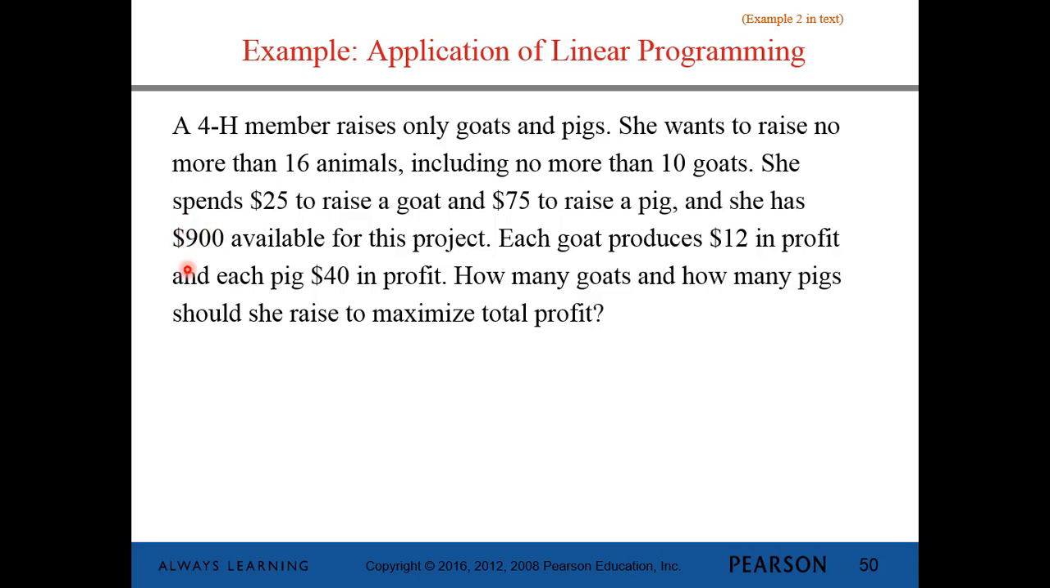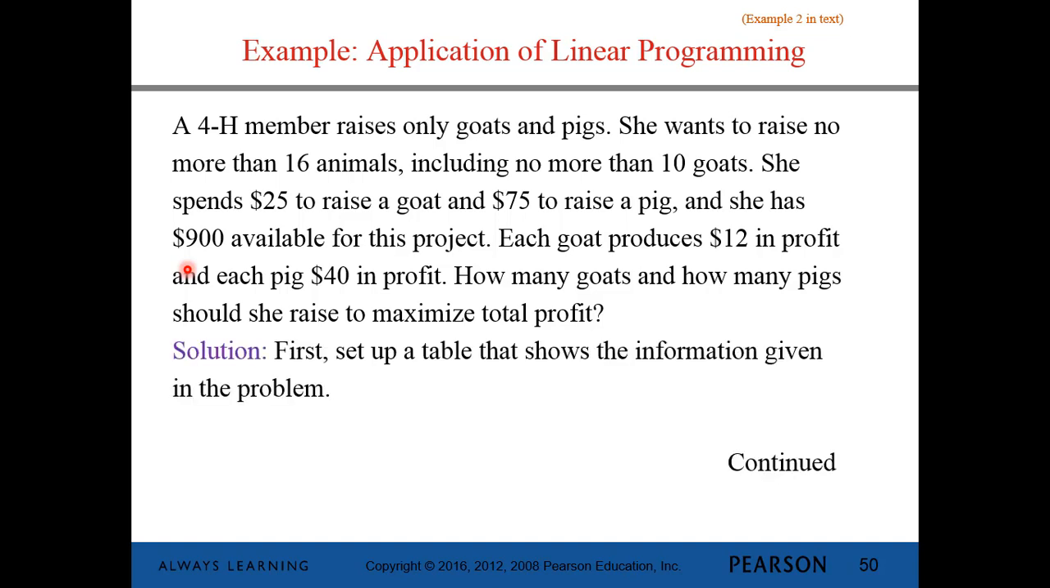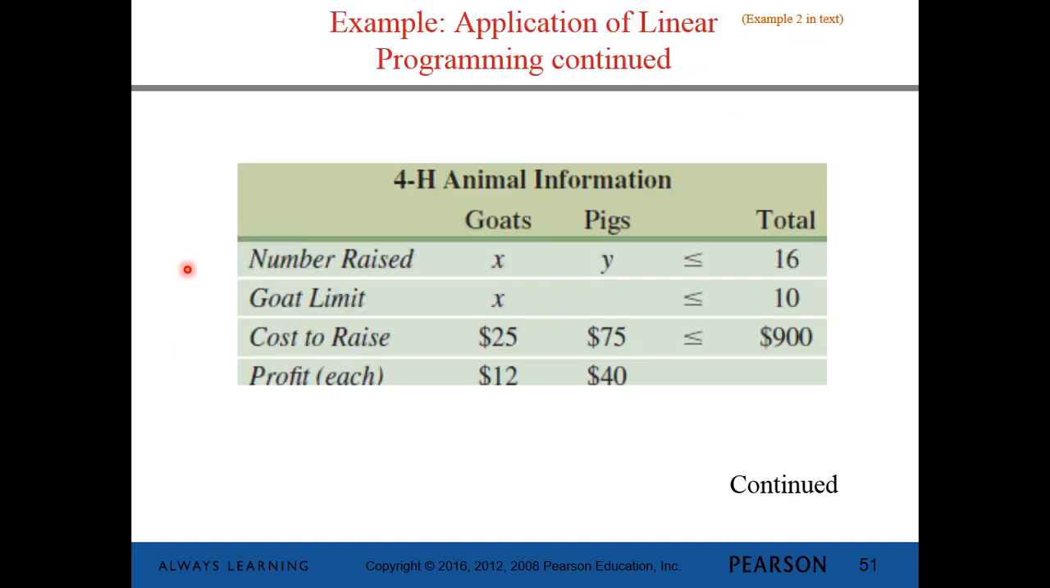So if we take all of this and put it together in a system, we get this. Here's our table. The number of animals raised has to be less than or equal to 16, and it's going to be the number of goats plus the number of pigs. Then the goat limit means the number of goats has to be less than or equal to 10. And here's our cost: 25 times x plus 75 times y less than or equal to 900. And then here's the profit that we're going to maximize.